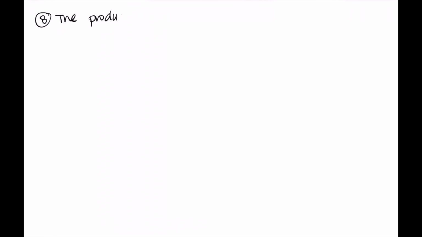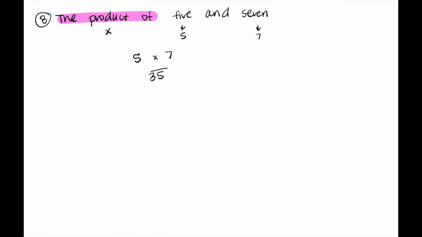For number 8, we have the product of 5 and 7. So the product of means to multiply. That's our key word here. So we know we're multiplying. 5 and 7 are our numbers. So we'll just do 5 times 7, and we know 5 times 7 is 35. Now we'll move on to number 9.